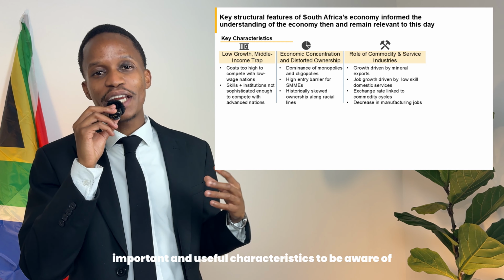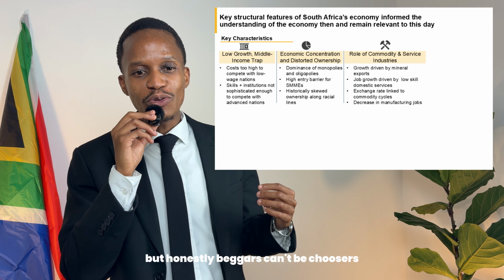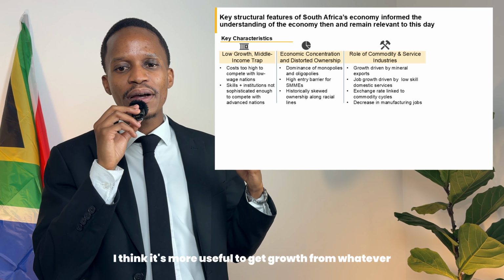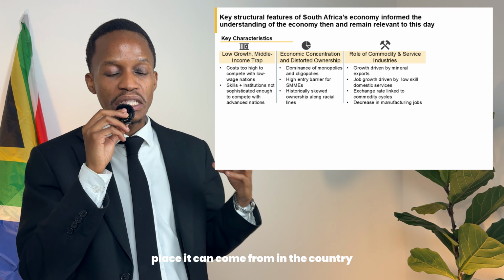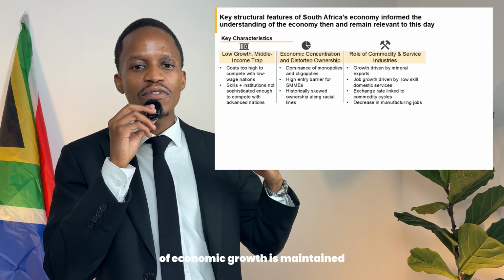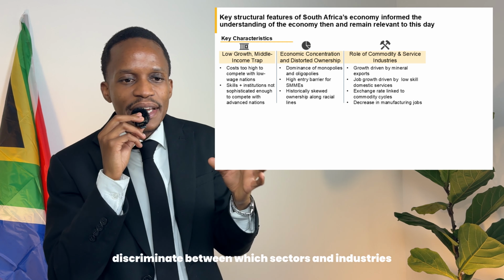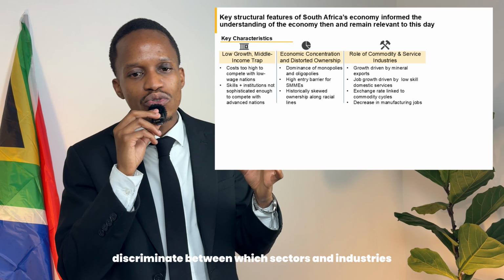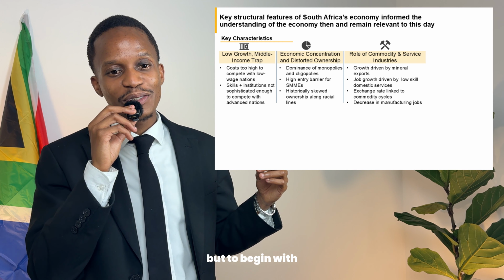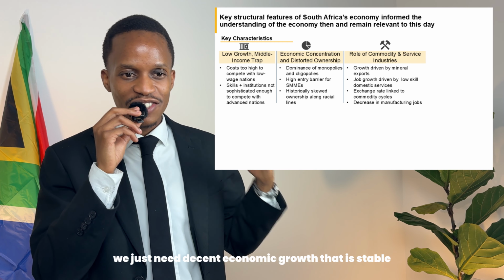Important and useful characteristics to be aware of. But honestly, beggars can't be choosers. And as things stand, I think it's more useful to get growth from whatever place it can come from in the country. Then, once a stable and consistent level of economic growth is maintained, we can begin to strategically discriminate between which sectors and industries we might prefer to get our growth from. But to begin with, we just need decent economic growth that is stable.